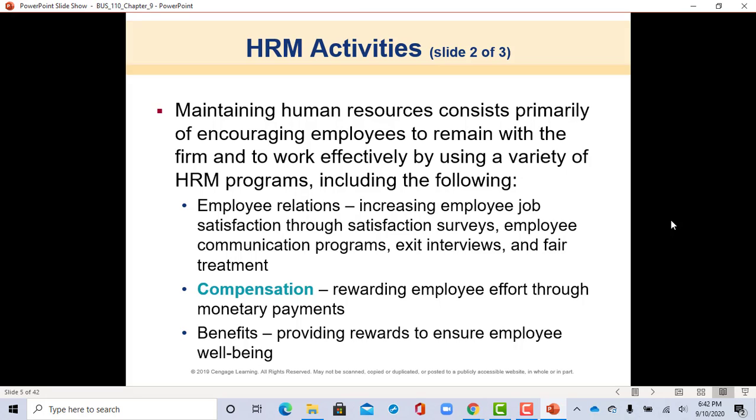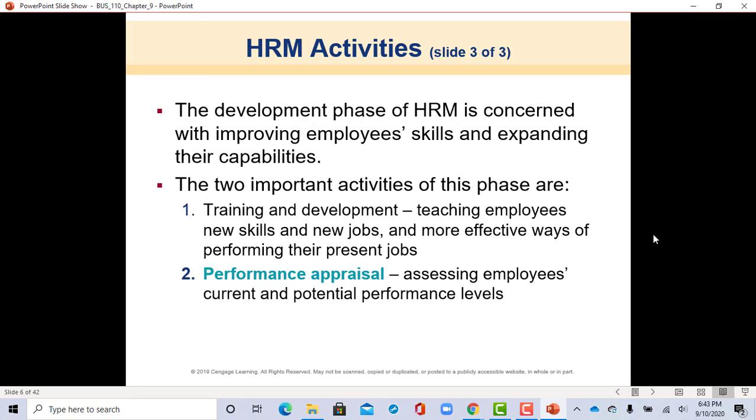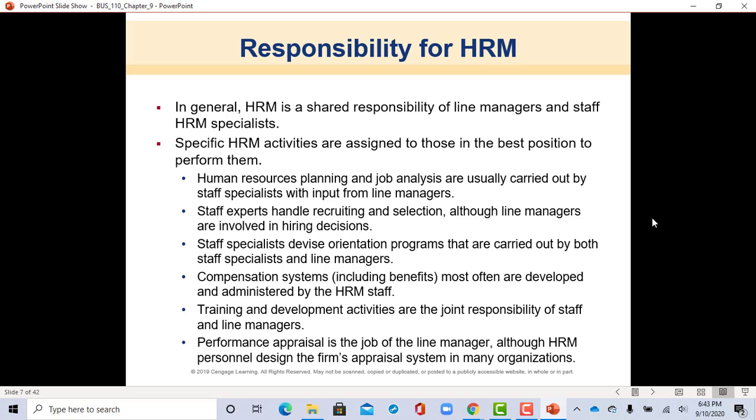Maintaining human resources include employee relations, compensation, and benefits. These are what keep employees at your company. And then developing human resources include training and development and performance appraisal. These lead employees to work to their full potential. Different businesses organize its HRM activities based on size and complexity.